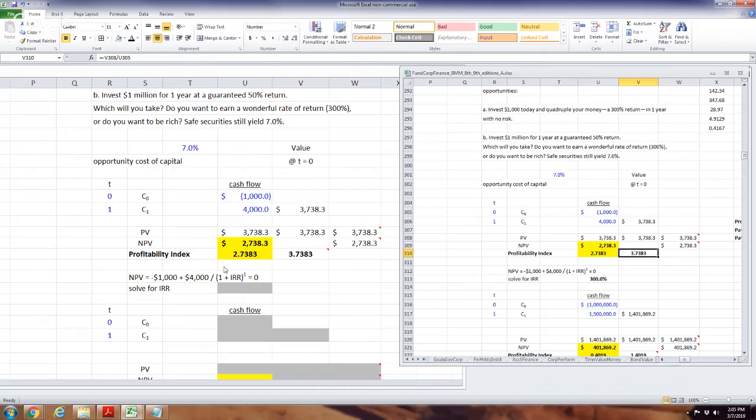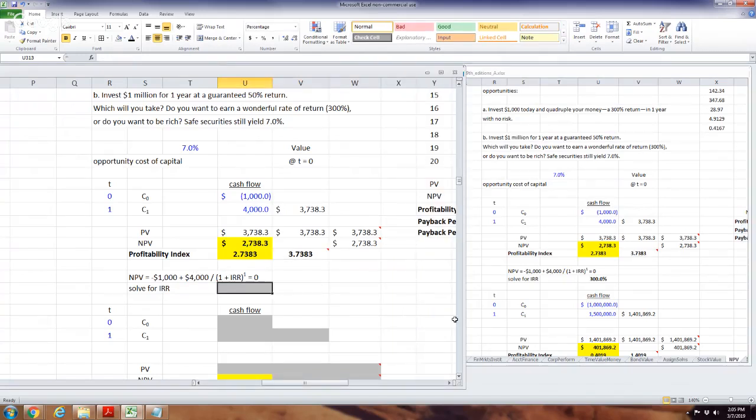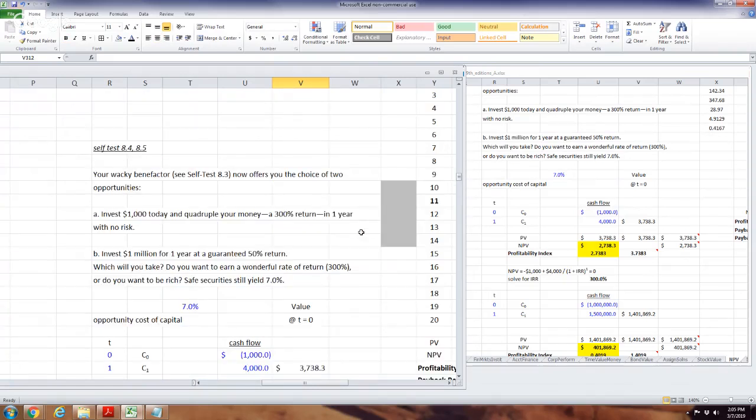And then we have the formula here, and we're solving for IRR. So this would be equal to 4 over 1 minus 1, right? This would be the 4,000 divided by negative 1,000 minus 1. Yeah, 300%, which is in there. So that's what you're looking at for the 1 year. So part A, it's in a year.